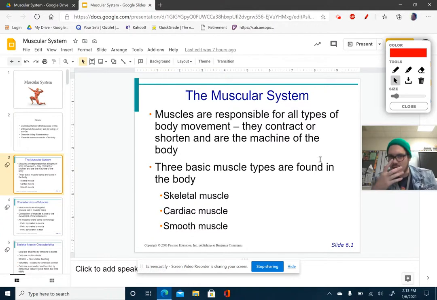Okay, the muscular system. Muscles are responsible for all types of body movement. They contract or shorten and are the machine of the body. Three basic muscle types are found in the body. So we have three basic muscles that we need to learn, or muscle groups. Skeletal muscle is the one we're going to spend a lot of time with. Cardiac muscle we'll spend a little bit of time with, but we've actually talked about this previously when we learned cardiovascular system. And then smooth muscle, which is its own category of muscle. We find smooth muscle primarily with the digestive organs. So we'll get to that when we get there.